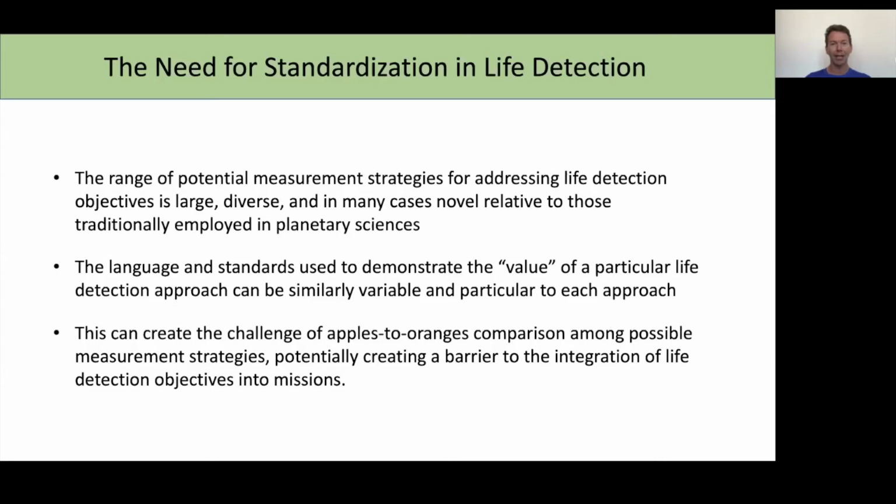And so this has the problem that you've got this very large, complex, apples to oranges comparison of possible measurement strategies. And I think this can create a barrier to the integration of life detection objectives into missions, because it's difficult to conceive of bringing to bear a measurement approach if you don't truly understand it in concept and implementation and haven't been able to compare it against alternative strategies.